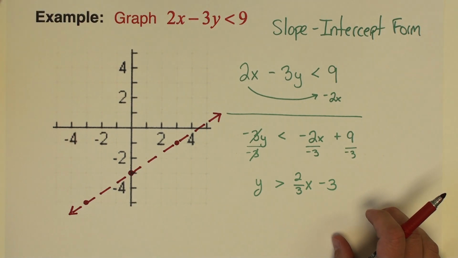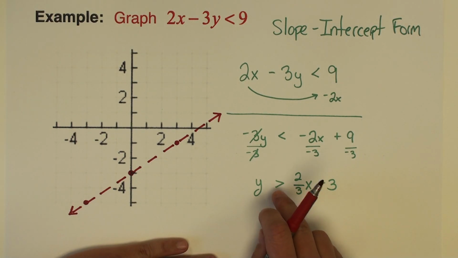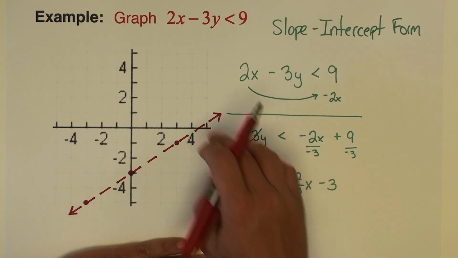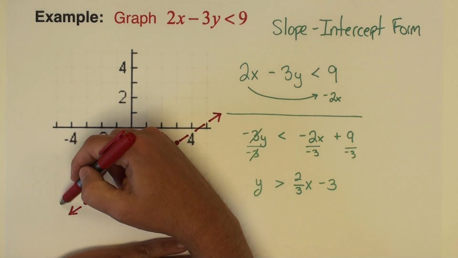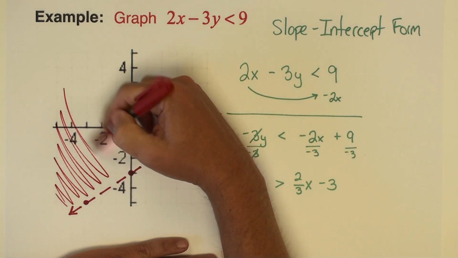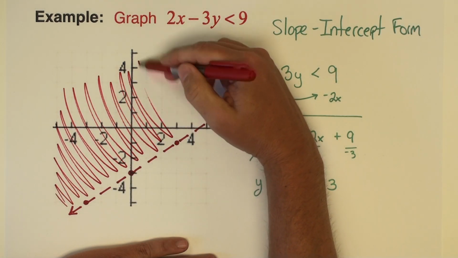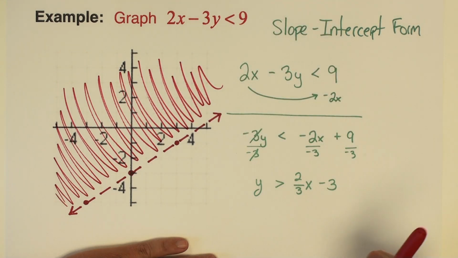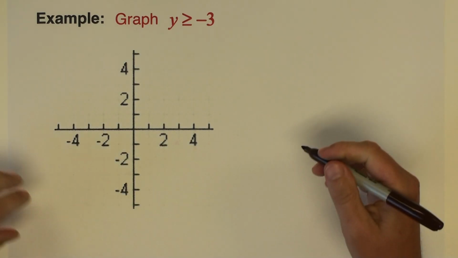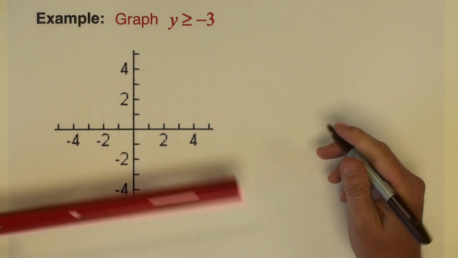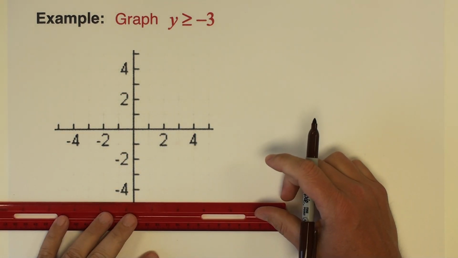like so. And because we had to flip the inequality, we're now talking greater than, which means solutions are above the line. So everything up here gets shaded. Okay, next problem we have y is greater than or equal to negative 3.